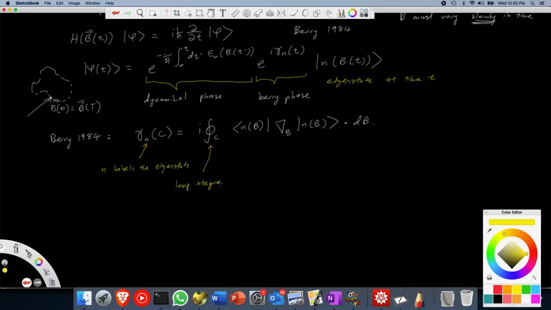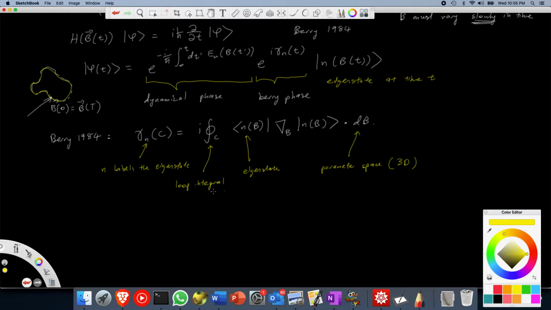because C is the path that the magnetic field takes in a cyclic evolution. So it's a closed loop integral. Then we have the n over here, which is the eigenstate, and the gradient, and right now we are integrating within parameter space. In this case, because the magnetic field is three-dimensional, this is a 3D parameter space.